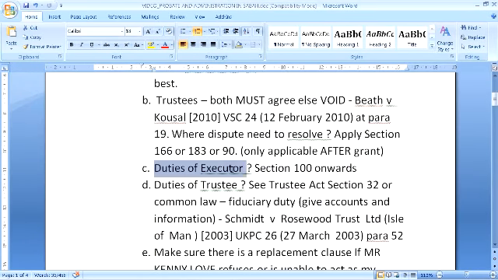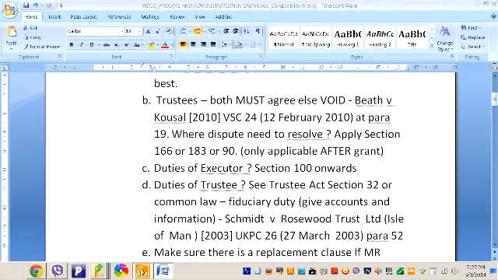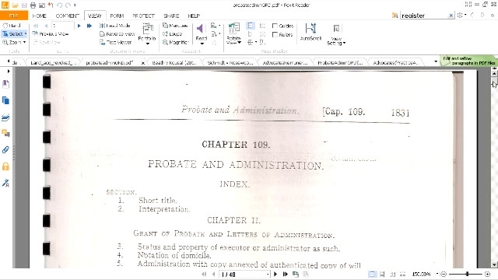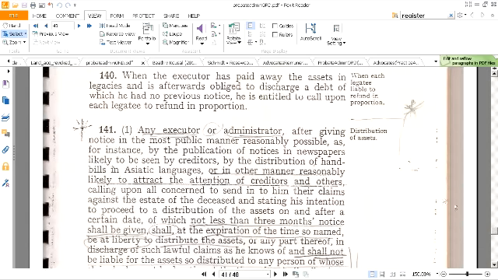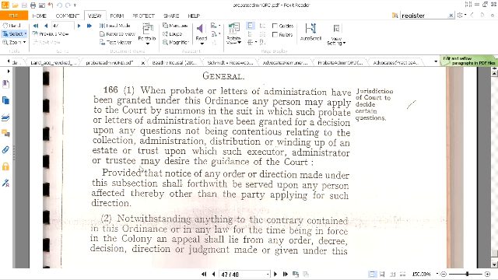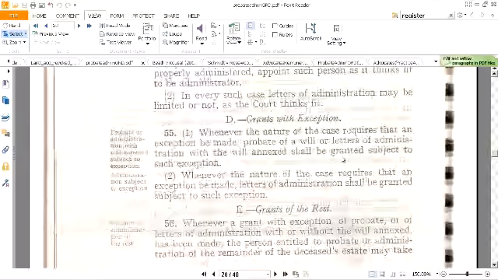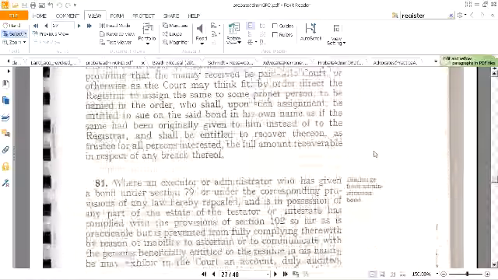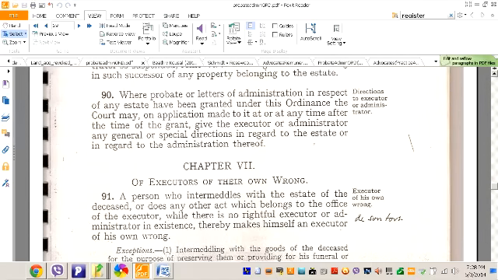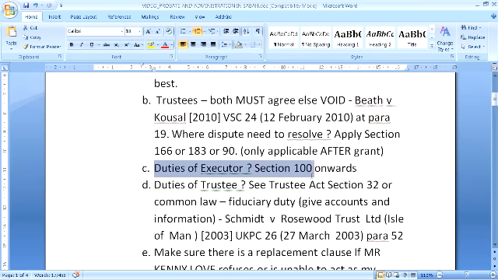The case law is Australian case law, Bitt and Coastal, a Victorian case. But you can find similar applications in our sections 166 or 188 or 90. Only applicable after the grant. Section 166 will tell you that after the grant of probate has been made, you can apply to the court by notice of application. I know it says summons there, but it has been changed. And you can ask the court for directions for any questions you have. Anyone can apply. Section 90 is also only there to help you. It doesn't say who can apply.